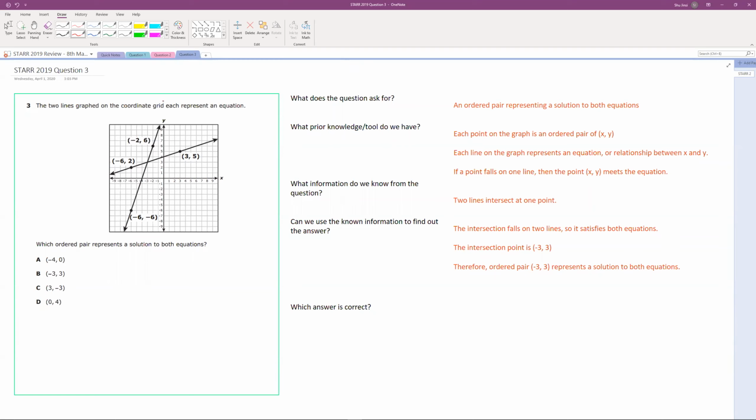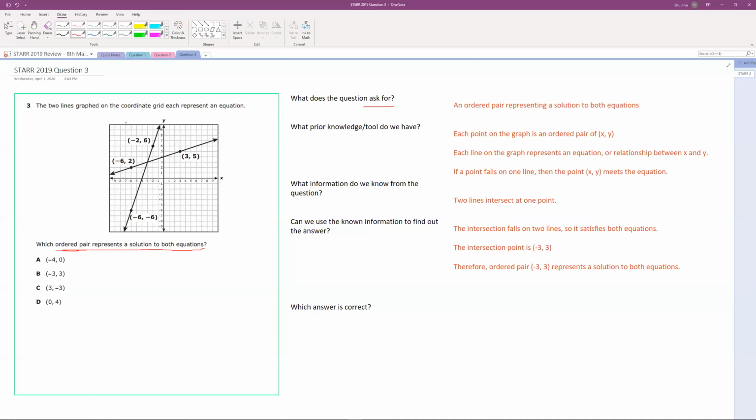The two lines graphed on the coordinate grid each represent an equation. We have two lines here, and the question is asking for an ordered pair that represents a solution to both equations. Well, at first look, this question is pretty confusing, pretty hard. But once we understand the logic behind it, you will find it is pretty straightforward and you don't even need a calculator or anything to calculate the figures. So let's take a look at this one.